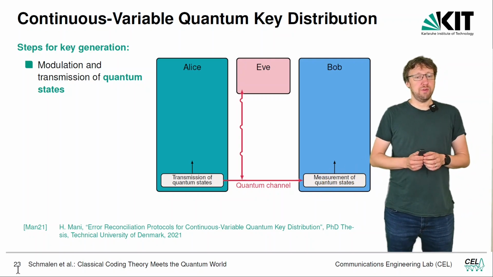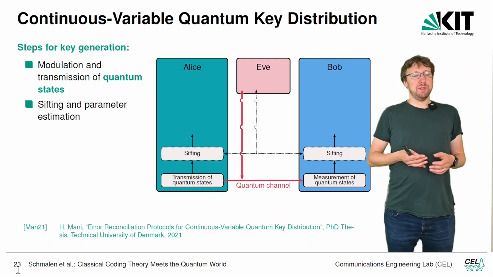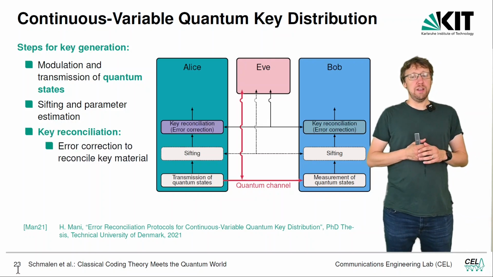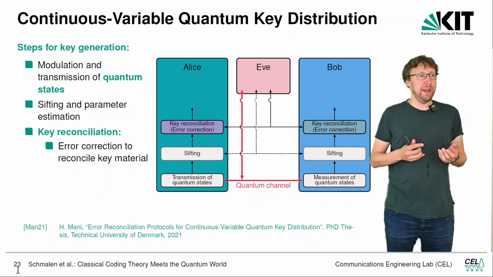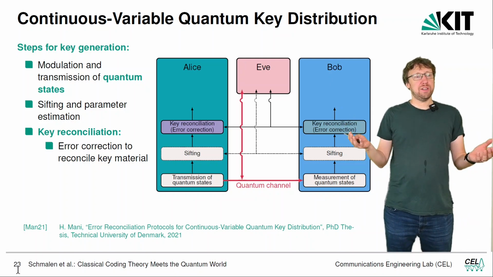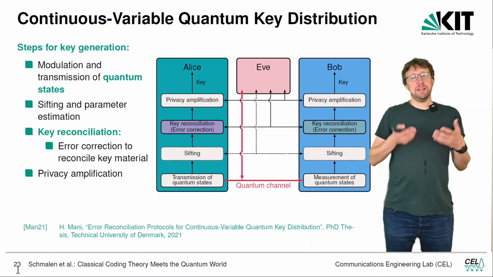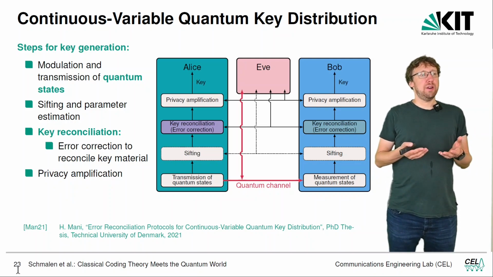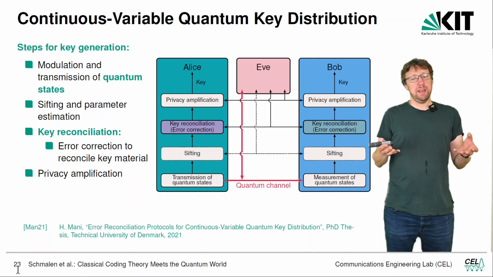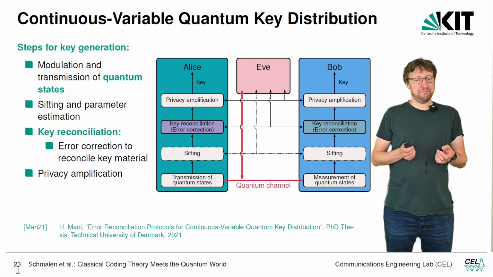Bob measures these quantum states. Then you throw away a certain amount of these quantum states. You estimate the transmission parameters, etc. And then you use something called a key reconciliation, where you use error correcting codes to make sure that Alice and Bob actually have the same key. And then there is another step called privacy amplification, where you make sure that the two parties have a key and that an eavesdropper cannot leak any information from this key.